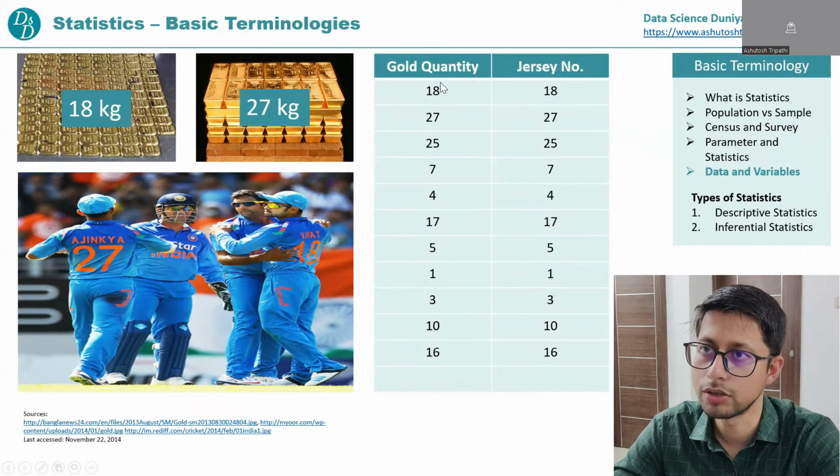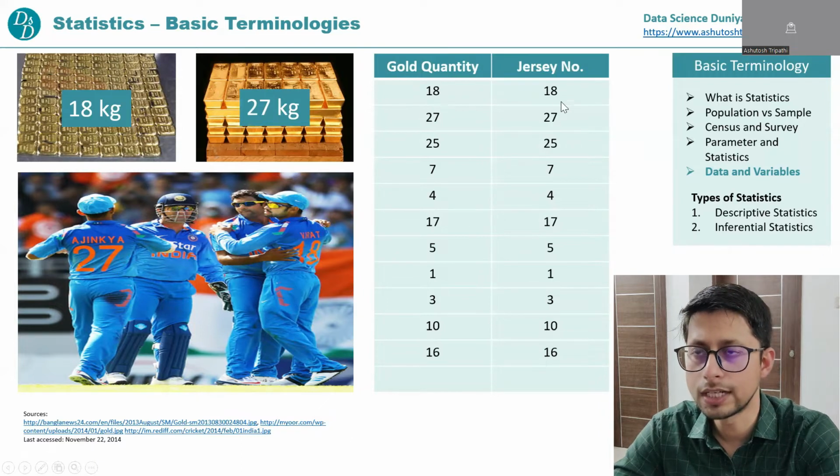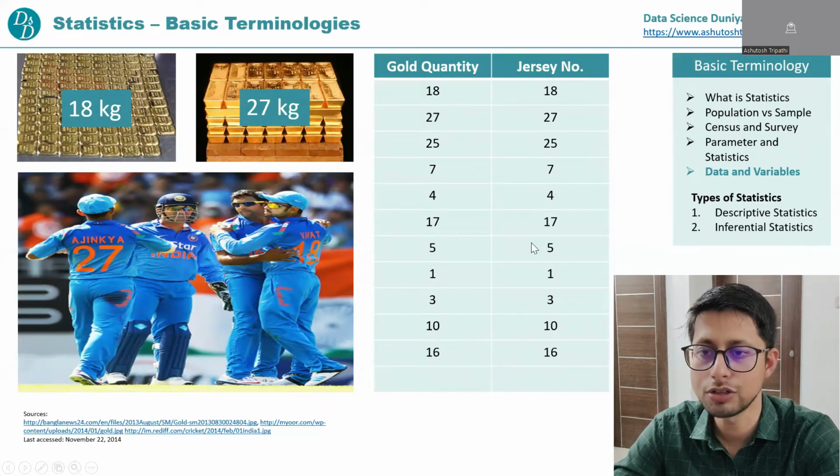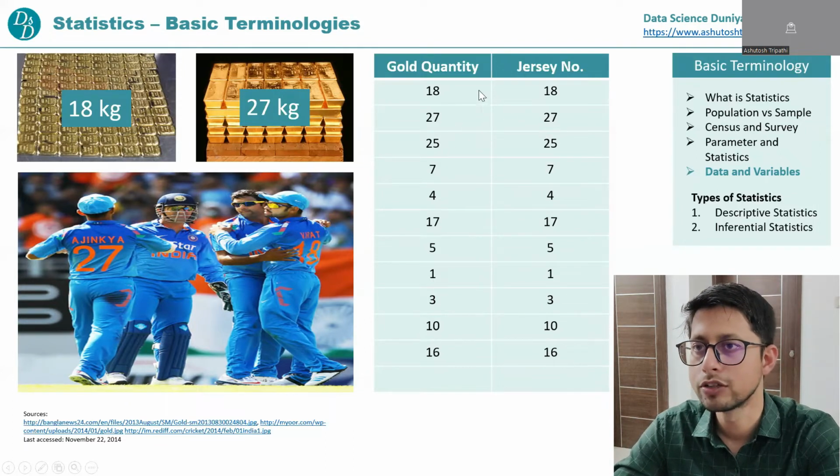So we have two columns, one is gold quantity and one is jersey number. If you look at the data in terms of value, it looks the same. Here also numbers are available, here also numbers are available, right? 18, 27. Just for explanation purposes, I have written the same numbers. So 18 kg gold is available, 27 kg gold is available, likewise. And in jersey number, 18 is Virat Kohli, 27 is Ajinkya Rahane, and likewise different jersey numbers are there for the players.